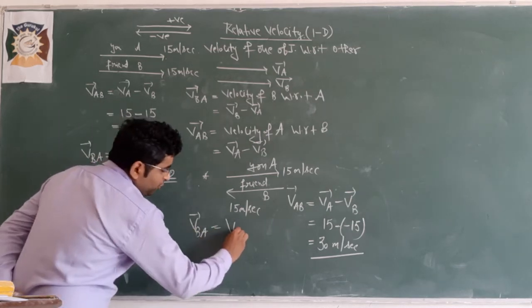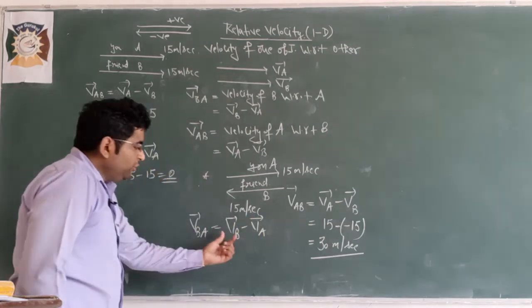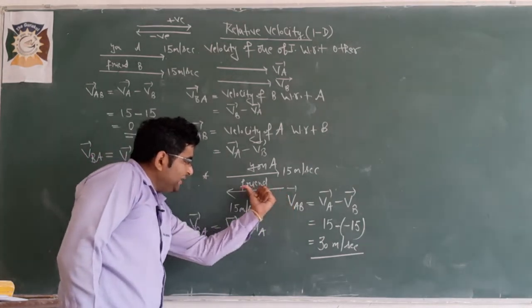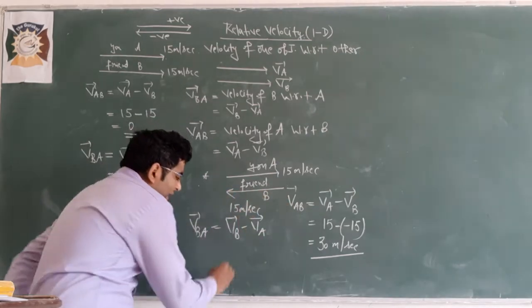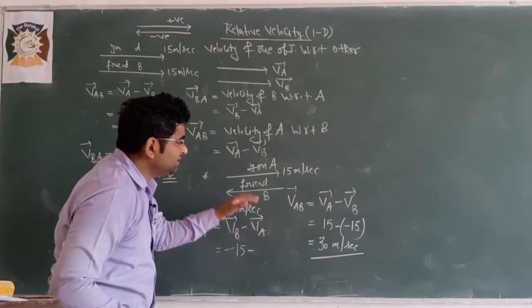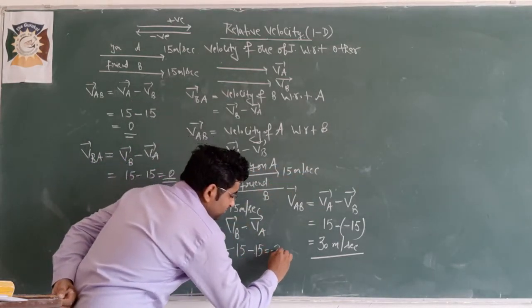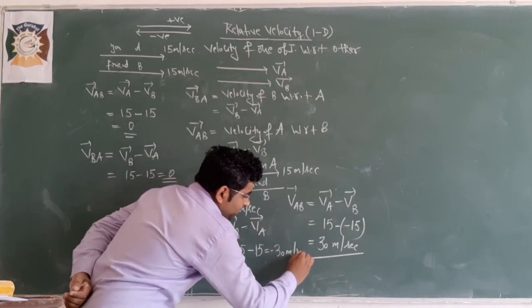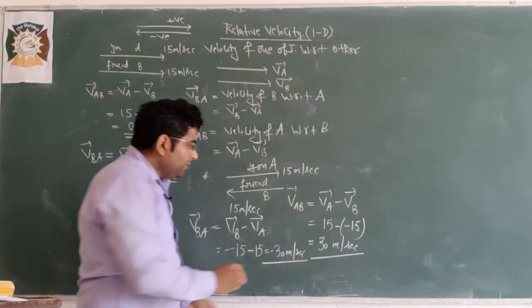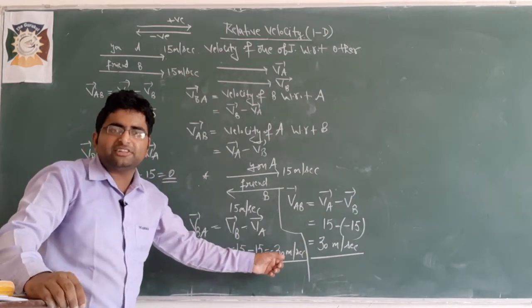Clear? Again if I calculate VBA, that is velocity of your friend's bike with respect to you, it will be equal to VB minus VA. But a value of VB, it is in minus X direction, so minus 15 minus as it is VA, it is along positive direction, so 15 as it is, so it is minus 30 meter per second. Beta, minus represents the direction of motion is opposite.